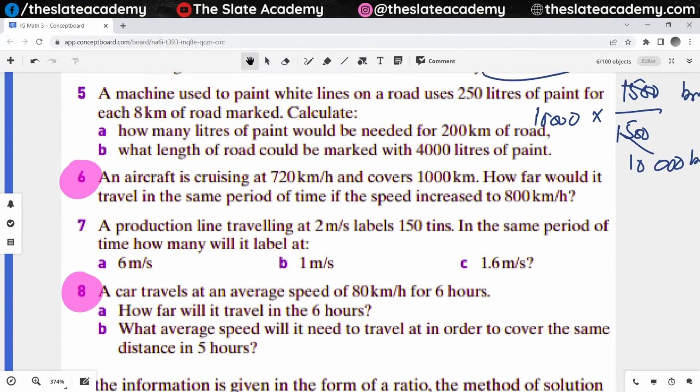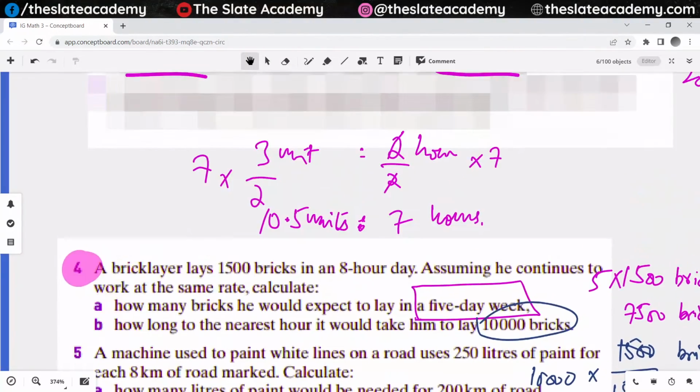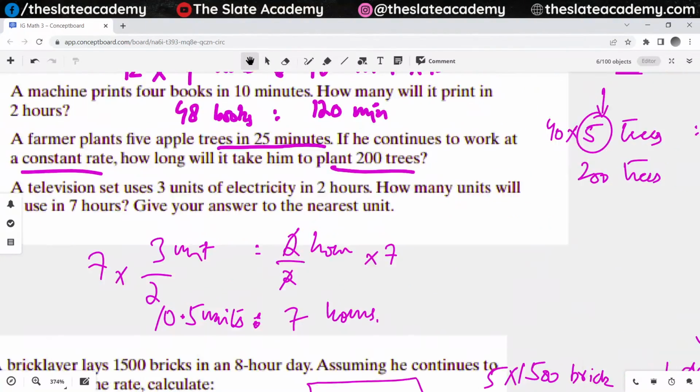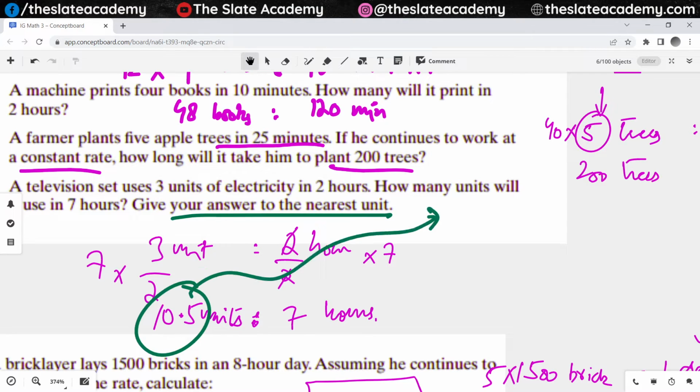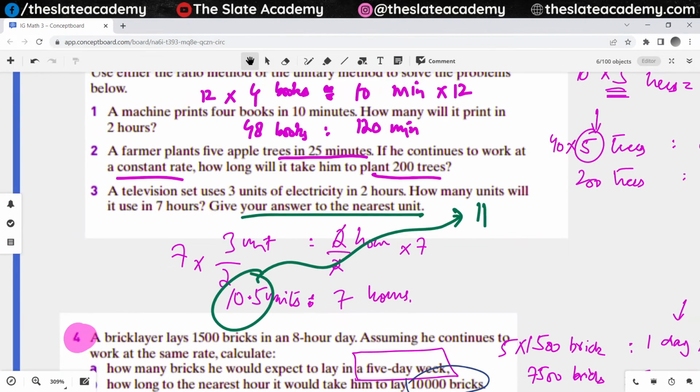I just realized in this question 3, where you were telling me the answer 10.5, 10.5 units is the answer if we do it like this, but then it says give your answer to the nearest unit. So that means 10.5 has to be rounded up to 11. If I round off 10.5, it would become 11 units. That's why the answer for this one would be 11.